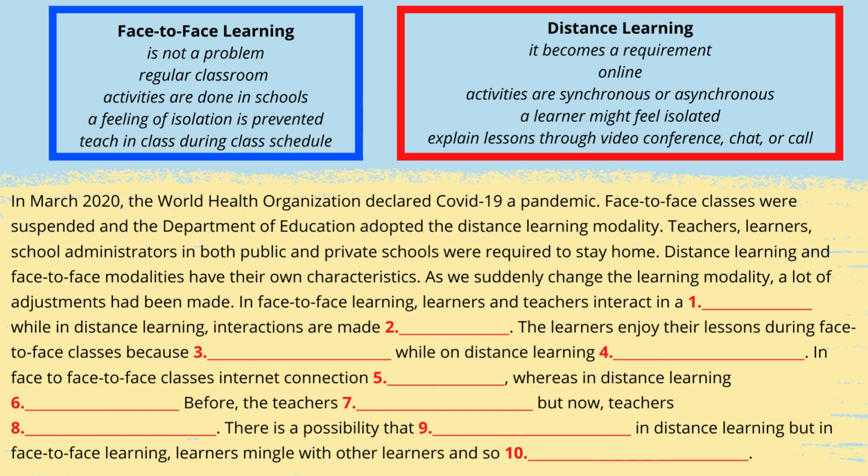At the top part of our activity, I have placed inside the blue box the ideas for face-to-face learning. And on the red box, I have placed the information for distance learning. At the bottom part is our paragraph. For easy checking, I have already written the numbers 1, 2, 3, 4, 5, 6, 7, 8, 9, and 10. There's no need for you to copy the paragraph. You just write your answer on the appropriate number. Your choices are inside the blue and red boxes.